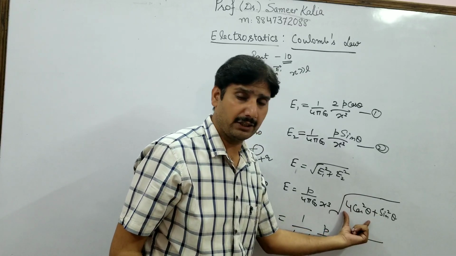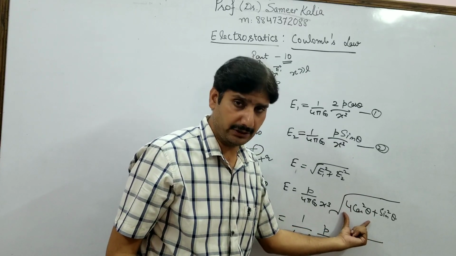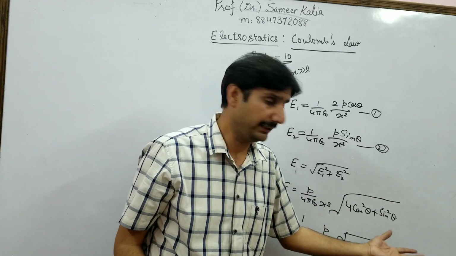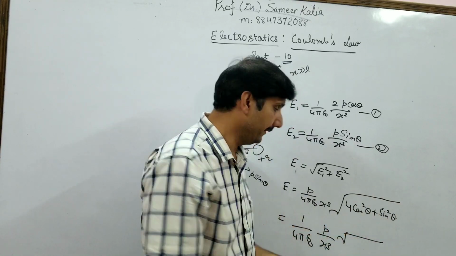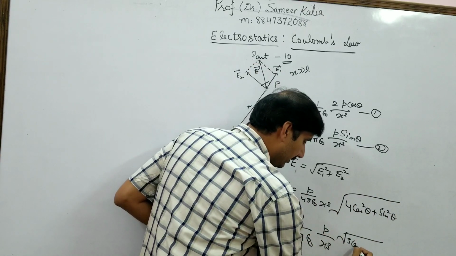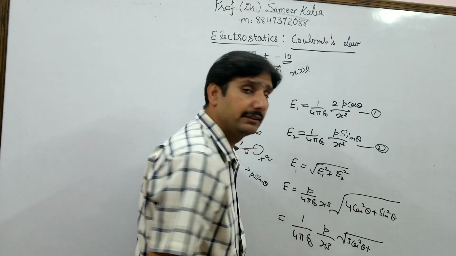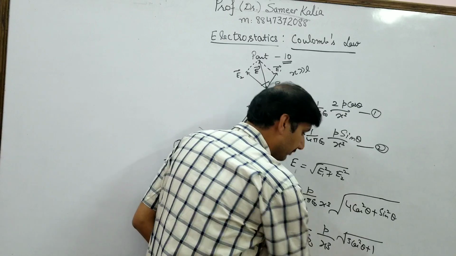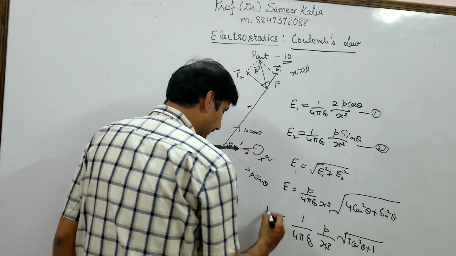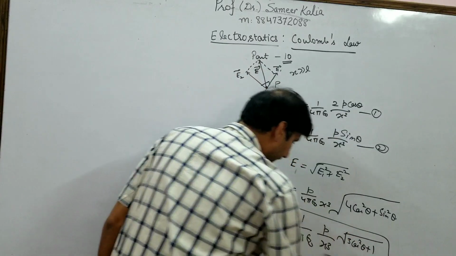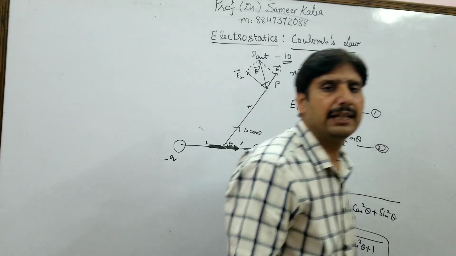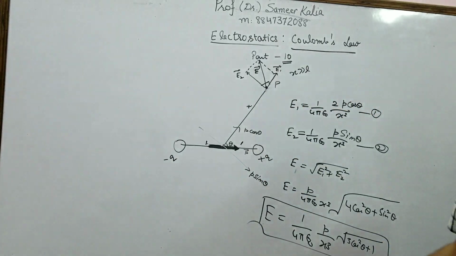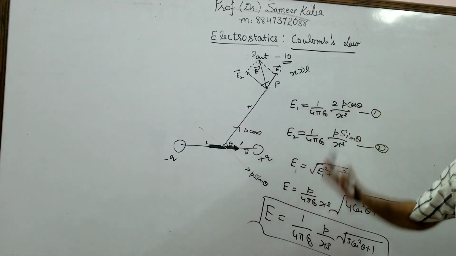I can write 4 cos square theta as 3 cos square theta plus cos square theta, and there is one more sin square theta. So it becomes 3 cos square theta plus cos square theta plus sin square theta, which is 1. So this is the final expression for electric field due to a dipole at a far off, arbitrary point.